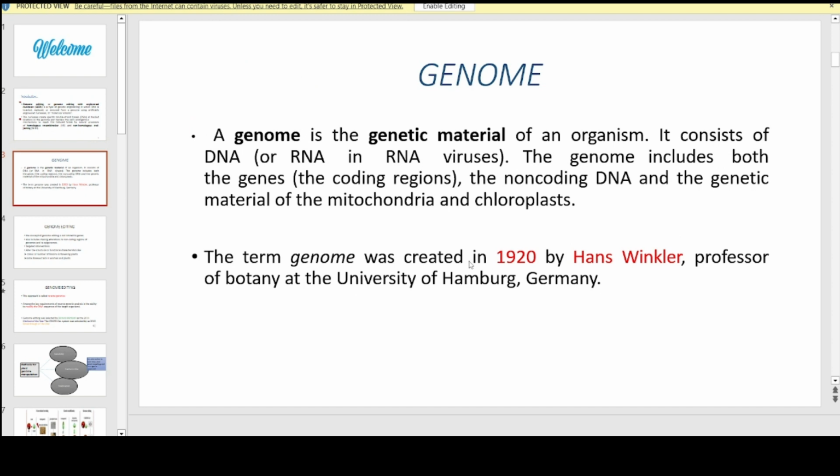Genome: a genome is the genetic material of an organism. It consists of DNA and RNA. The genome includes both genes, the non-coding DNA, and the genetic material of the mitochondria and chloroplasts.